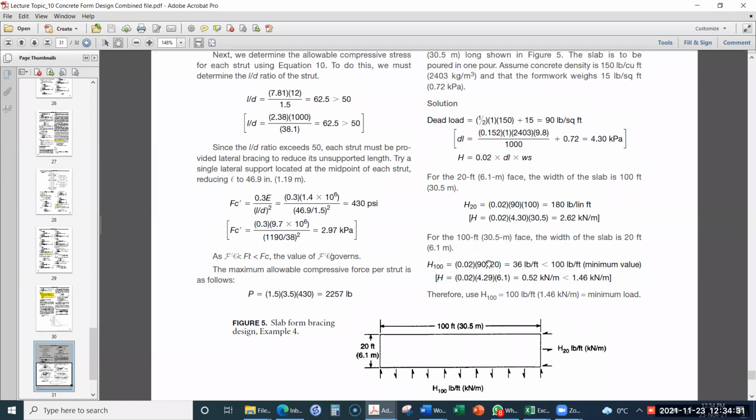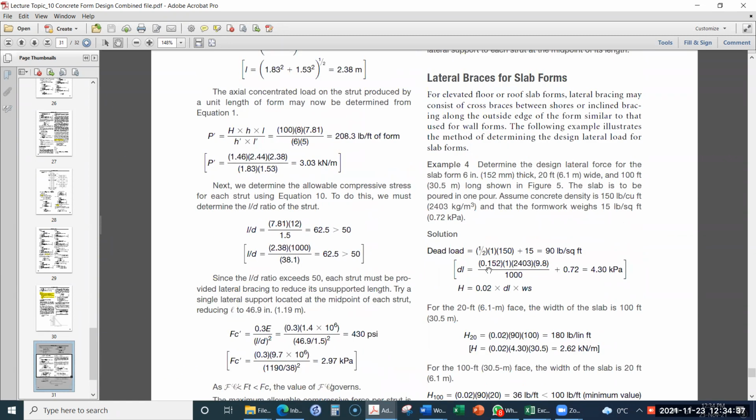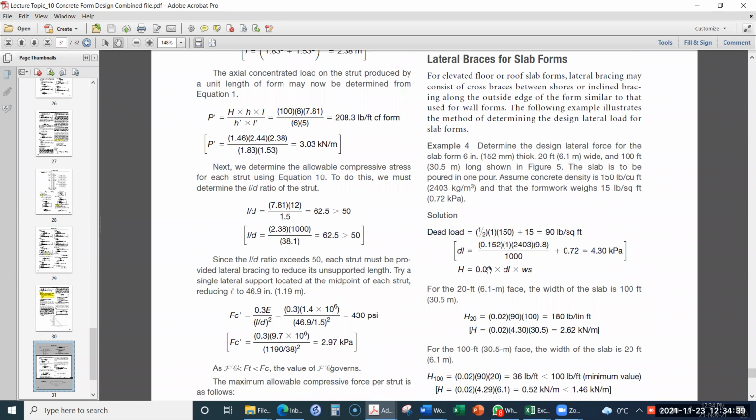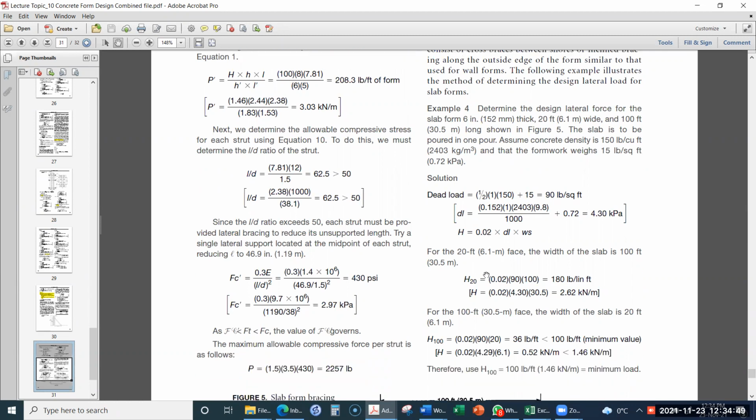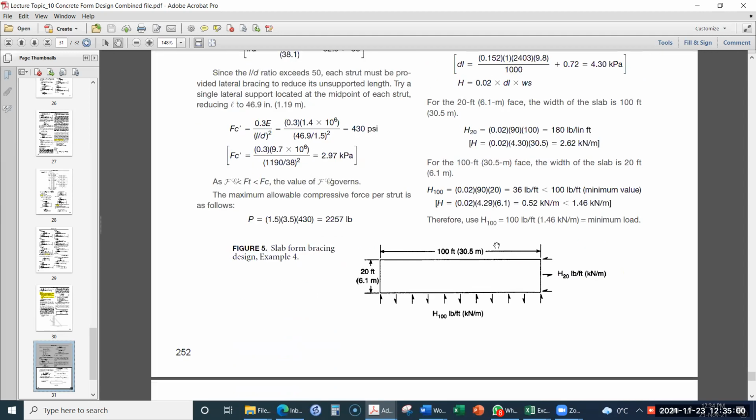Okay, so in this case, we just determined the design lateral forces on this slab forms. So this is mainly the use of this formula, 0.02 into DL into WS. That formula was used.